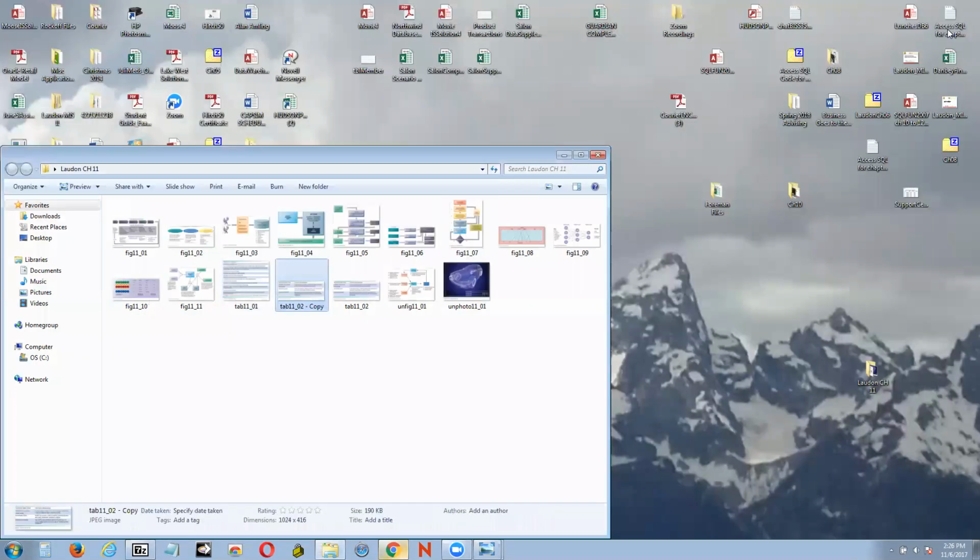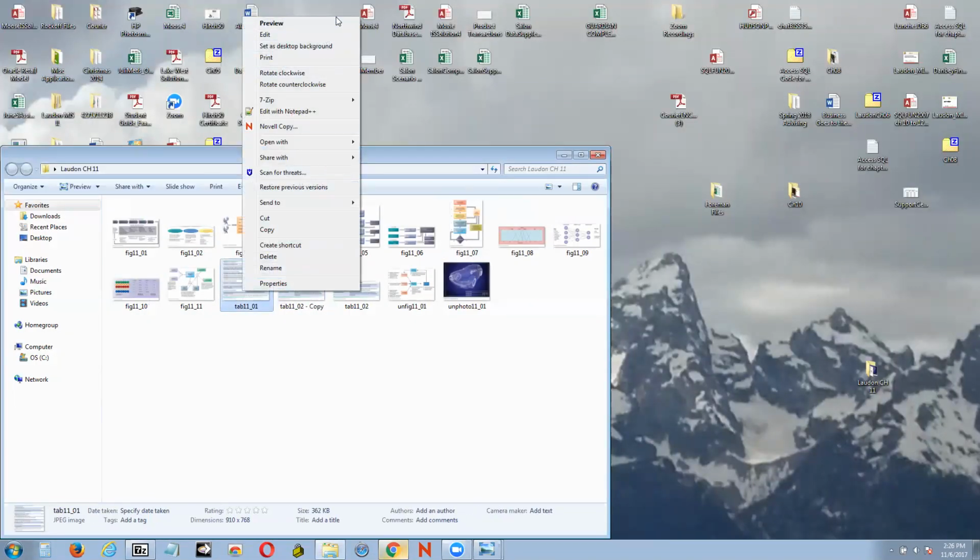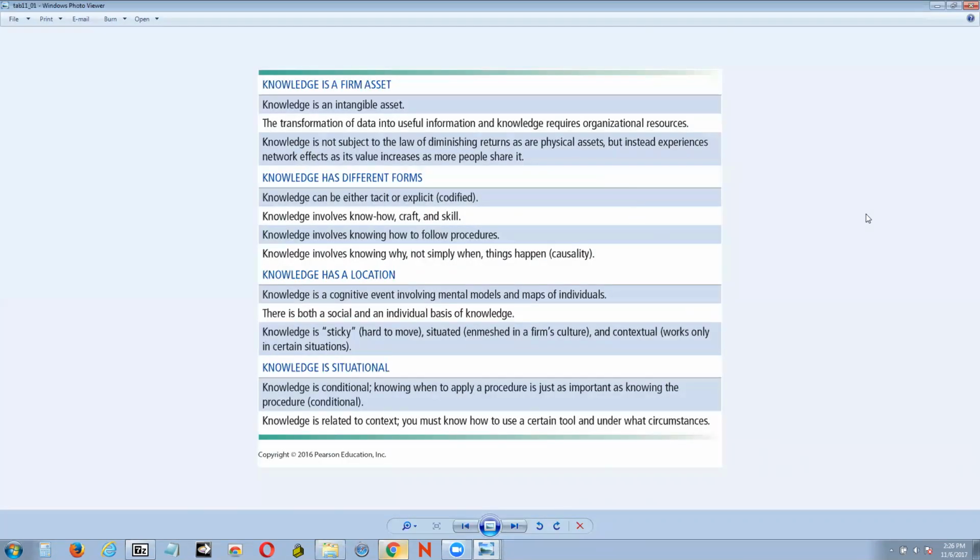Okay, I want to go back here for just a minute. We're going to talk about this very important premise when we talk about knowledge and knowledge management. Now if you were to ask me which of these is the most important, I would say probably these two last are the most important, and I'm going to tell you why. First of all, when the authors talk about knowledge being sticky, something that's enmeshed in a firm's culture.